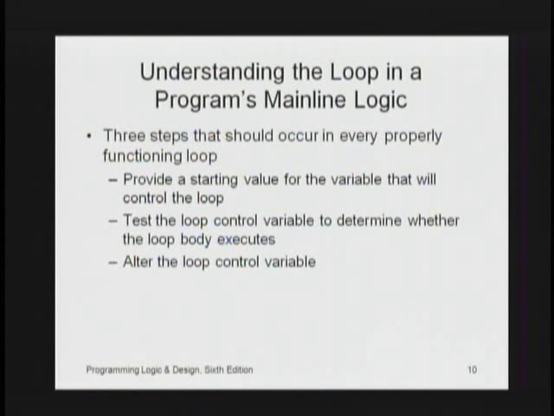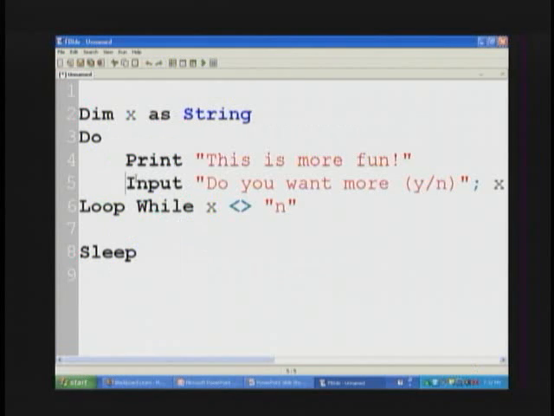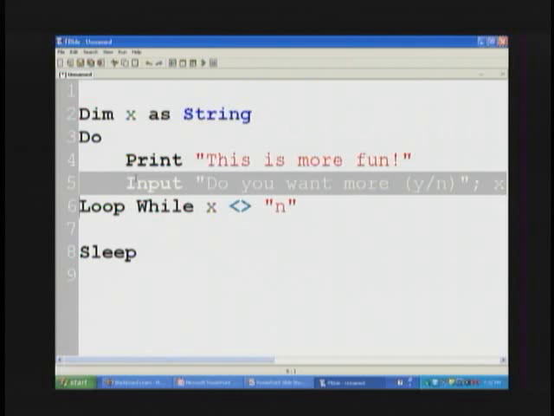Three steps should occur in every properly functioning loop. You provide a starting value for the variable. Now, I didn't do that in this example, and you can't always get away with that. Actually, when you dim x as string, it initializes the string to empty. So you are really initializing it; you just don't know it, or it's done for you. So X is initialized to an empty string. So it's going to go through the loop once, and it won't be N. Of course, you're asking them here, so they're going to type something.